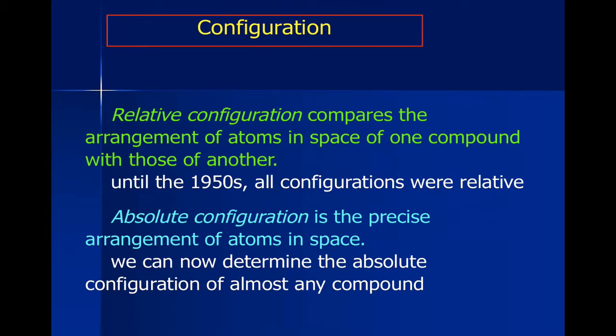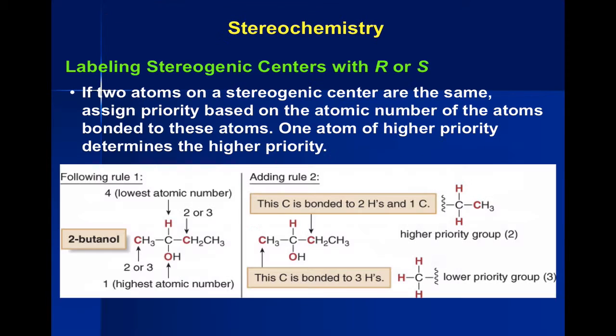The fact of the matter is, though, we can now absolutely know the precise arrangement of atoms in space. And in the 1950s, there was an X-ray experiment done that definitively showed how the atoms were oriented in space. And so now we can do this absolute stereochemistry assignment. And that's what R and S are, okay? So that's just a little history there.